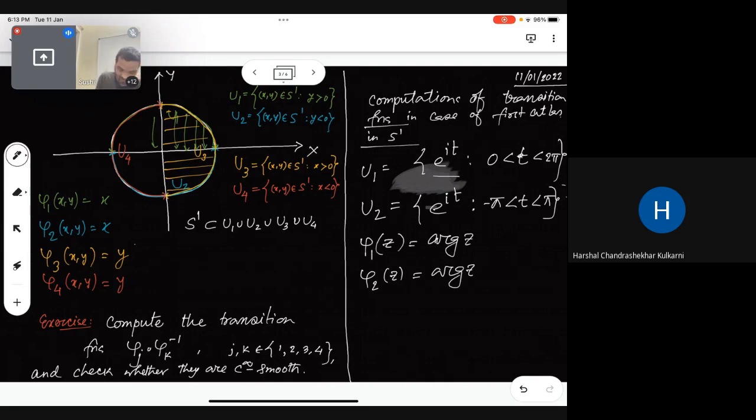All right. And we want to look into the intersection. So U1 intersection U2. So what is it? Is it connected, first of all? U1 intersection U2, is it connected? No, sir. Right. So how many components does it have? Two components. Right, it has two components.